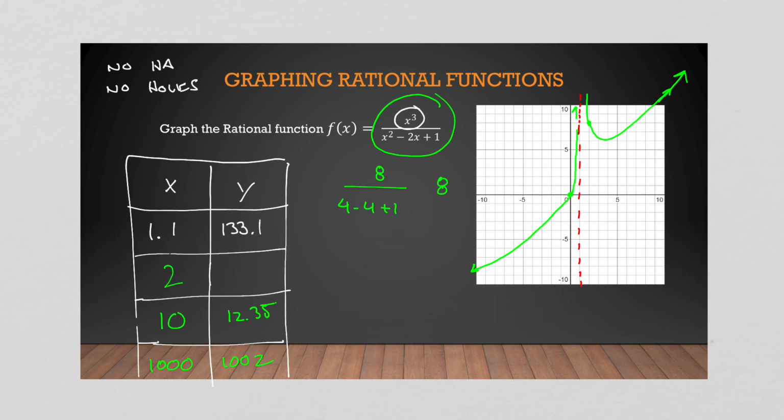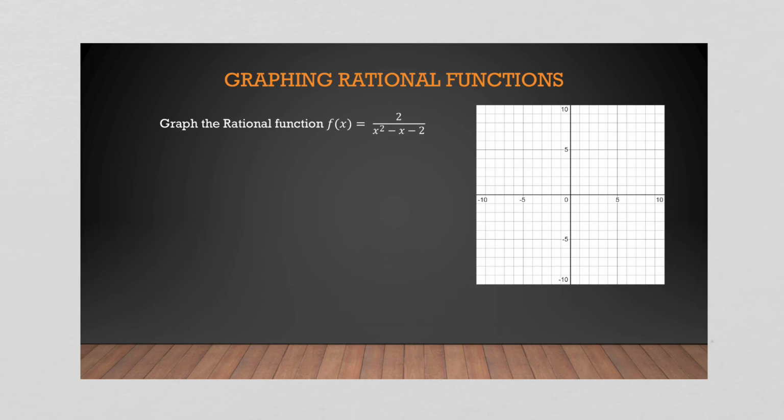Okay, but we got one more to look at. So here we go. Let's do a little list here. We want horizontal asymptotes. We want vertical asymptotes. We want potential holes. We're going to want x-intercepts. We're going to want y-intercepts. And then we'll go from there.